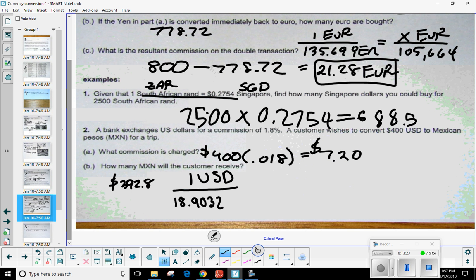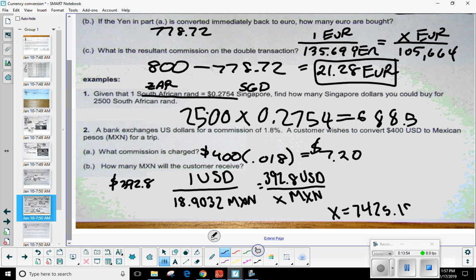Okay, so 1 US dollar is 18.9032 Mexican pesos. And we're going to go ahead and convert 392.8 US dollars to X Mexican pesos. There you go. Okay, and someone want to help her out? What should that be? Okay, did you hear what he said? 7,425.18 Mexican pesos. That is correct.